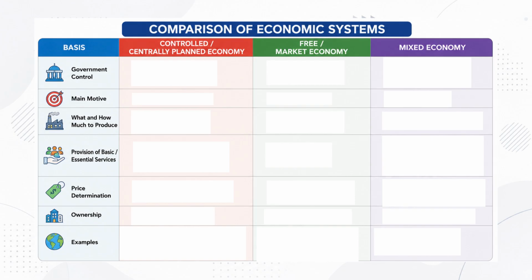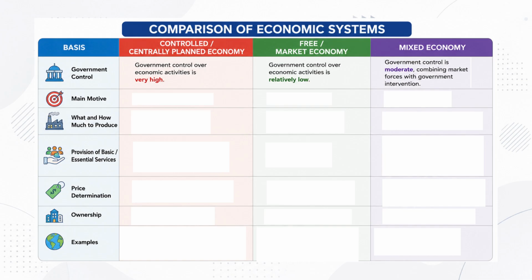Let us now compare controlled economies, free economies, and mixed economies. In a controlled economy, government control over economic activities is very high. In a free economy, government control is relatively low. In a mixed economy, market forces operate along with government intervention. In a controlled economy, the main motive is social welfare. In a free economy, the main motive is profit maximization. In a mixed economy, both social welfare and profit maximization are important.